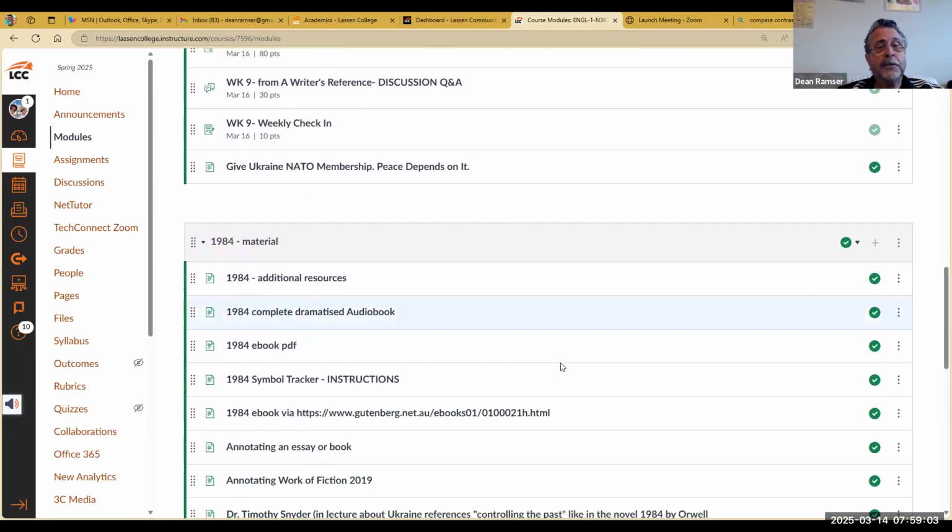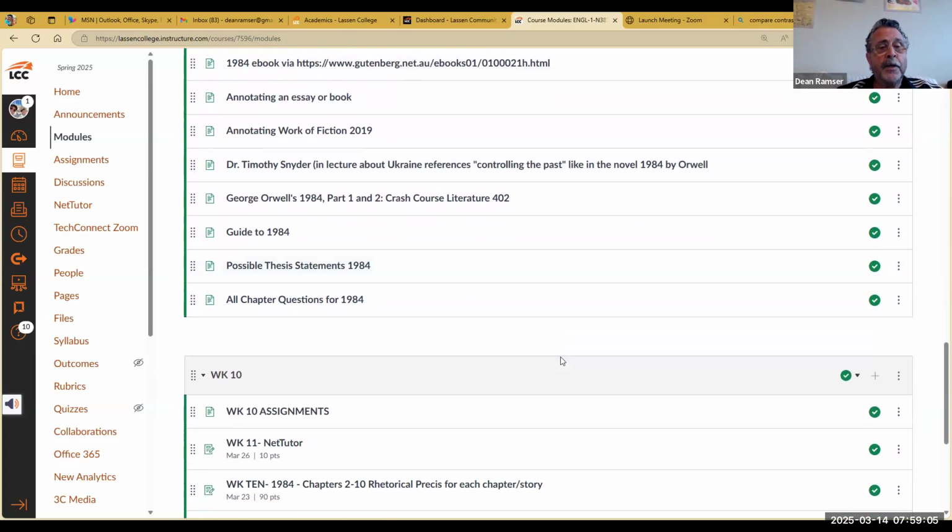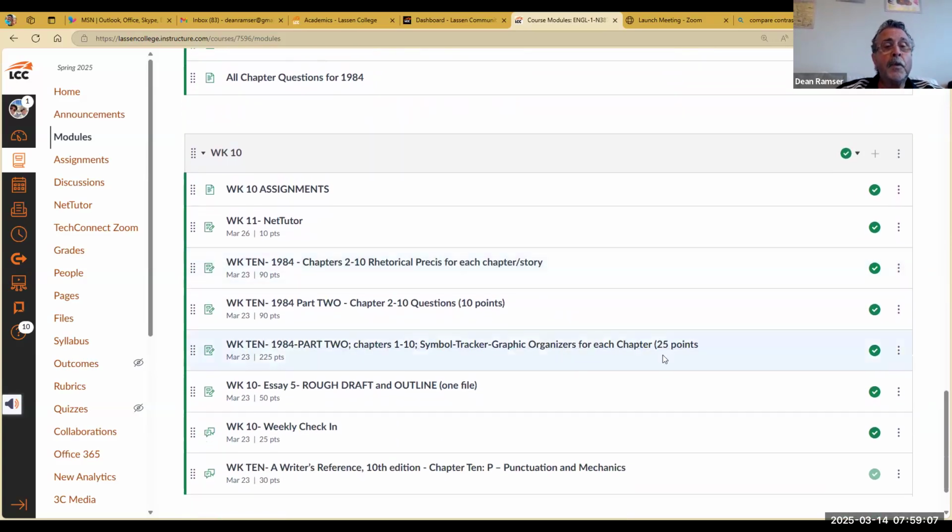Next week is week 10. We'll have a Net Tutor tab. Try to revise your essay through or with Net Tutor as often as you can. It's invaluable. It's really going to help your writing to revise and rewrite. The same thing goes with your outline.